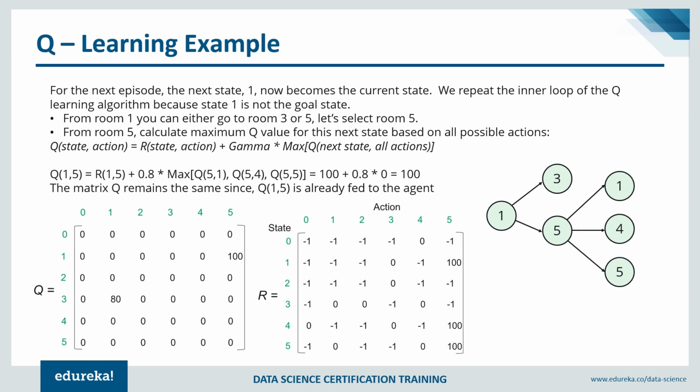Now for the next episode, the next state 1 becomes the current state. We repeat the inner loop of the Q learning algorithm because state 1 is not the goal state. From 1 you can either go to 3 or 5, so let's select room number 5 as that's our goal. From room number 5, the Q matrix remains the same since Q(1, 5) is already fed to the agent. And that is how you select the random starting points and fill up the Q matrix and see which path will lead us there with the maximum reward points.